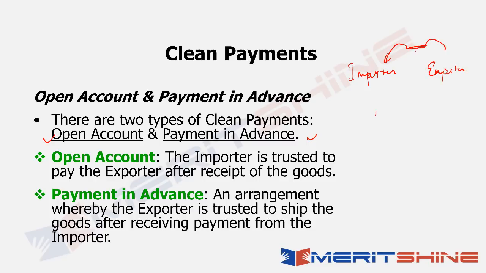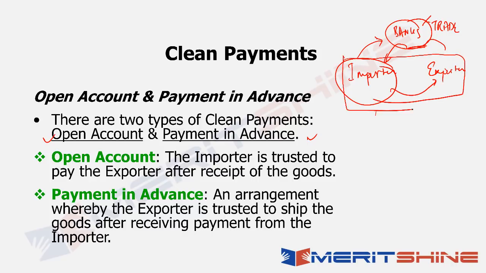Okay. In the clean payment, you do not have banks. Banks, at least per se, in this trade, are not directly involved. Maybe this importer might have taken a loan to pay the exporter, but in their agreement, in their picture of things, banks do not exist. So it's just a direct relationship between importer and exporter. It's highly trust based. So what happens in open account, the importer is trusted to pay for the goods after the receipt of goods. So this exporter knows that this guy is good.